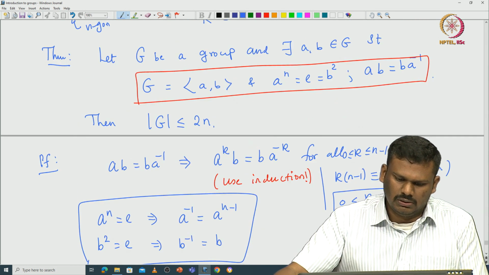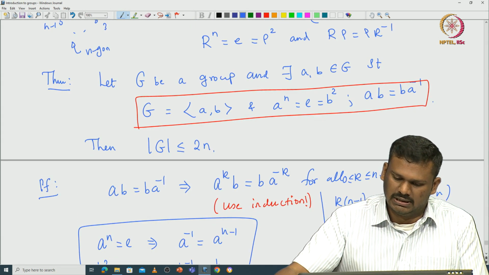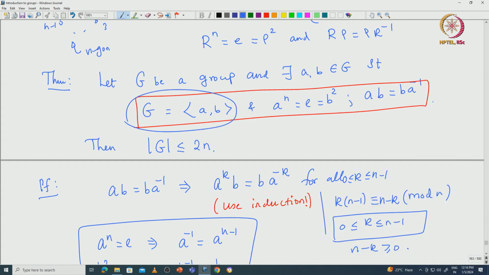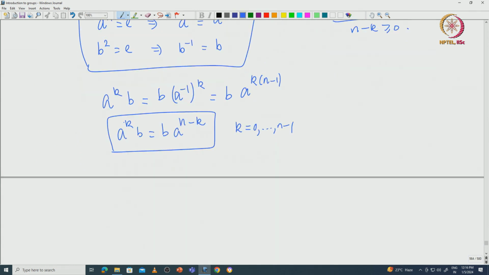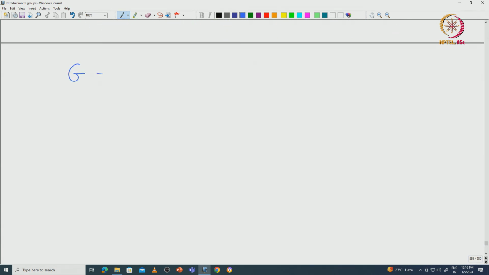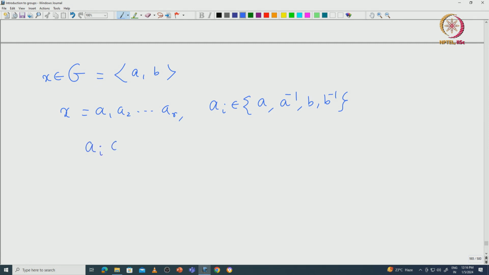So now let us go back to the group and see what other conditions are there. There is one more condition: G is generated by a and b. So since G is generated by a and b, any typical element x will look like x equal to some a1, a2, etc., some ar, where ai will come from either a, a inverse, b, b inverse. So that means this ai will come from some power of a, which is n minus 1 at most, and b, because b equals b inverse.